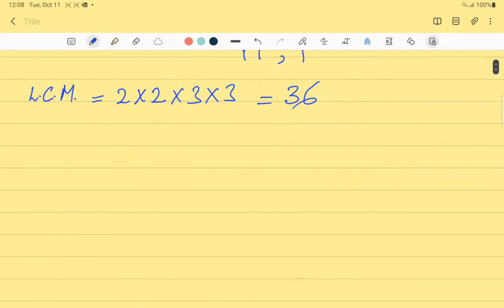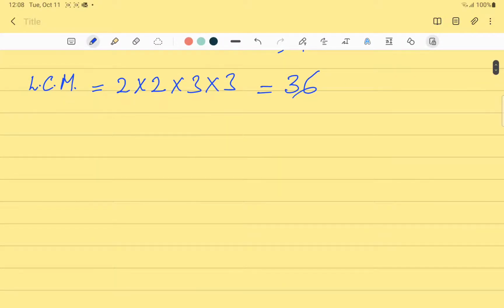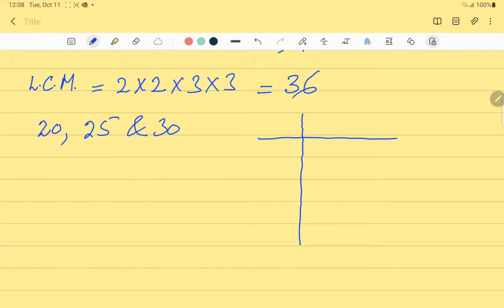Now we will apply the same method on three numbers, and let's say those three numbers are 20, 25 and 30. We will do the same thing. We will draw one vertical line and one horizontal line and write all these three numbers here, which is 20, 25 and 30.